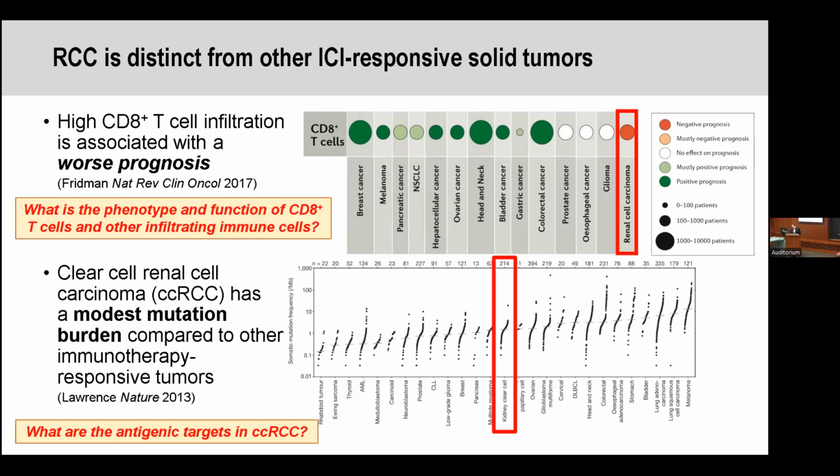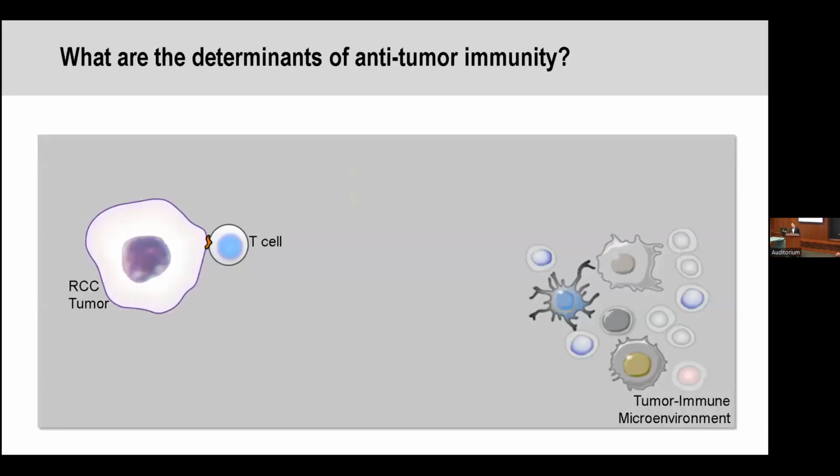And so the framework that our lab really uses to answer these questions, what are the infiltrating immune cells and what are the antigenic targets in kidney cancer, is a pretty simple framework. And I've sort of outlined it here, where we have a tumor cell, the kidney cancer cell, interacting with an infiltrating T cell. And that takes place in the context of a heterogeneous microenvironment. And so with this really basic sort of worldview, we can begin to ask focused questions.